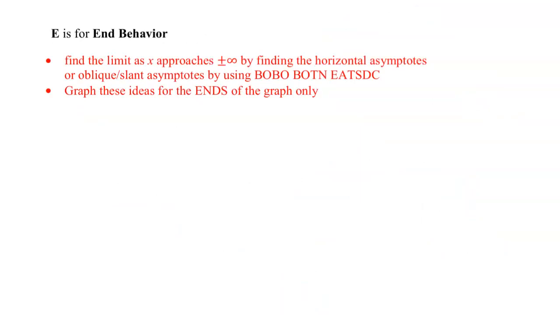Okay, the E in RATEY stands for end behavior, and remember earlier I said that this means either your horizontal asymptote or your slant asymptote. In order to find one of those, we use our acronym, BOBO BOTN EATS DC, and we are going to graph that horizontal asymptote for the ends of the graph only. And what that means, and I'm going to add a third bullet point here, go ahead and pause the video at any point so that you can write this down.